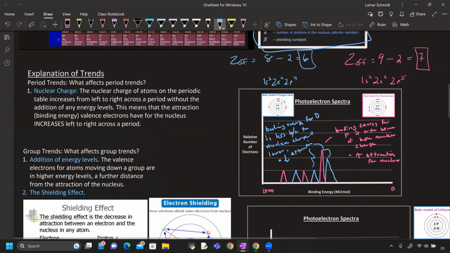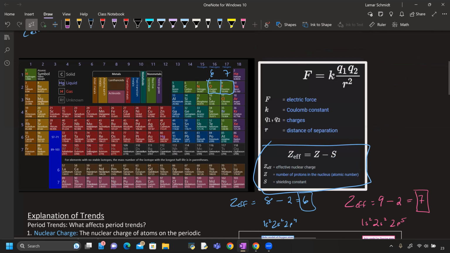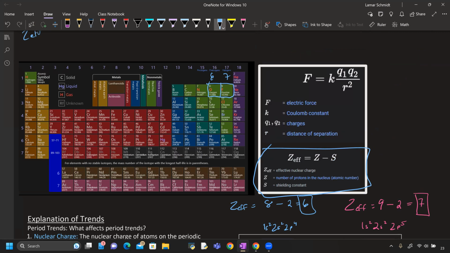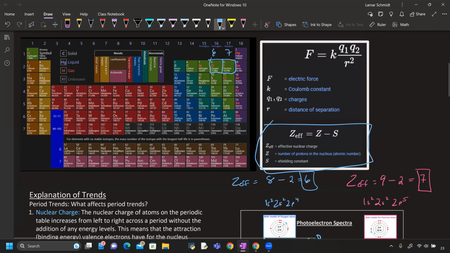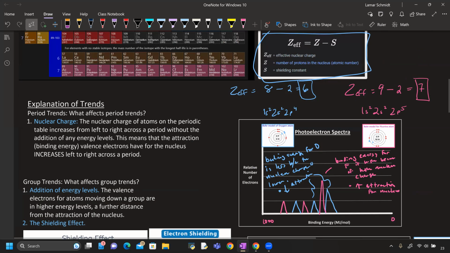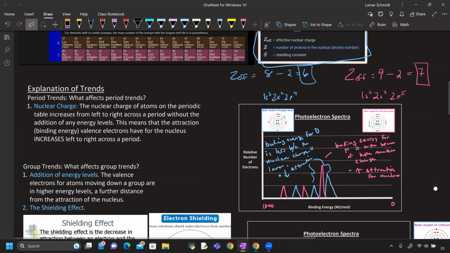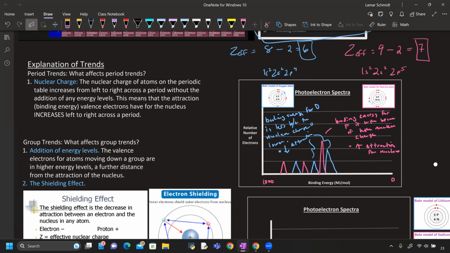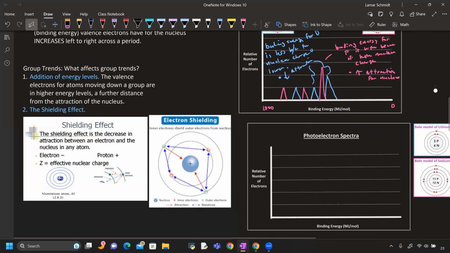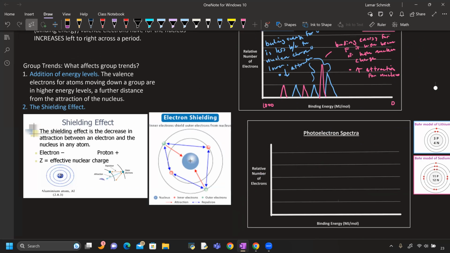That's what we're talking about with nuclear charge. This means the attraction or binding energy valence electrons have for the nucleus increases left to right. We can see that nuclear charge increased left to right. We saw oxygen has a smaller nuclear charge. Fluorine has a higher effective nuclear charge, and therefore it has higher binding energy and also more attraction. The valence electrons have more attraction to the nucleus. And as a matter of fact, all their electrons have more attraction to the nucleus with their respective peaks. What I mean by that is the 1s peak for fluorine has higher binding energy than the 1s peak for oxygen.